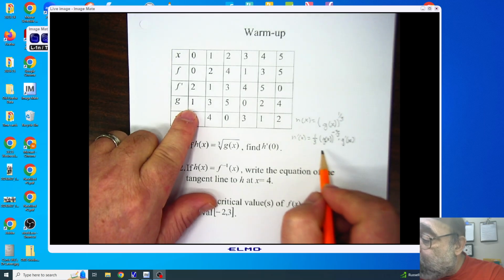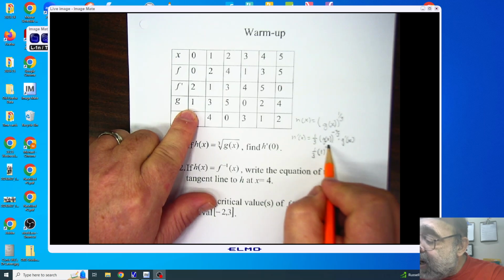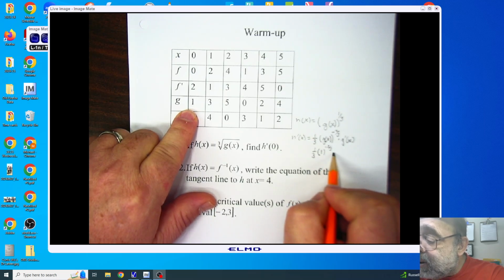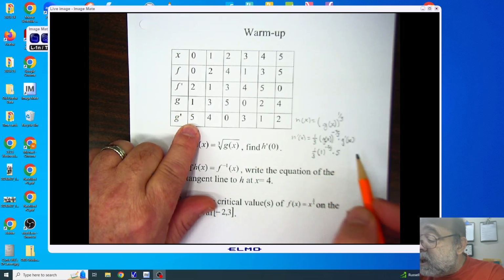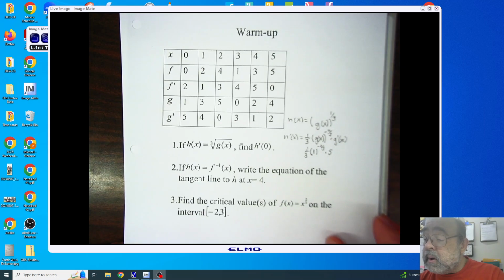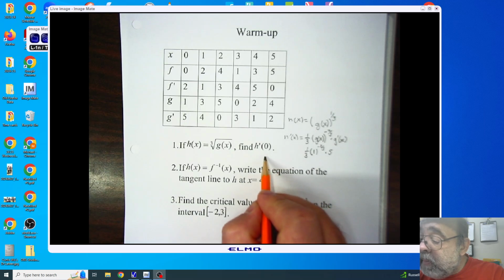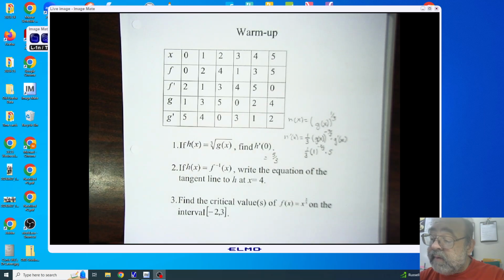G of 0 is 1, so we're looking at 1/3 times 1 to the -2/3 power times g prime at 1, which is 5. Since we know that the square of 1 is 1 and the cubed root of 1 is 1, whether it is in the numerator or the denominator, it will not change the outcome. As a result, our answer can only be 5/3. And there we have our derivative of h prime.